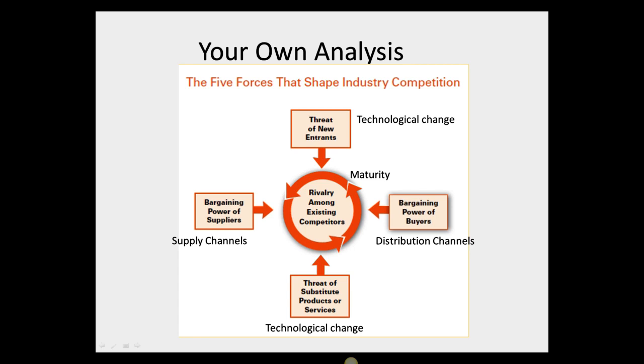So the first one is threat of new entrants, bargaining power of buyers, threat of substitute products or services, bargaining power of suppliers, and rivalry among existing competitors. So basically, you don't want any threats, and you want the bargaining power of your buyers and suppliers to be low, and low rivalry. But that doesn't always happen. So let's go through and talk about this with automobile manufacturing as the example.